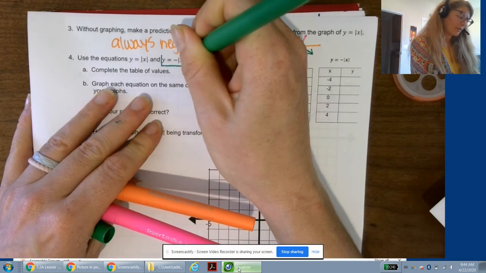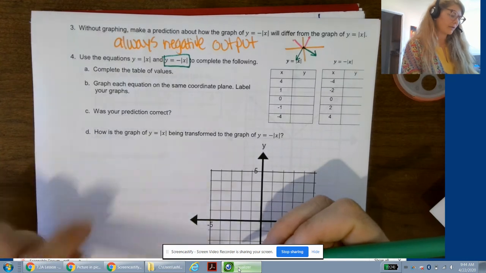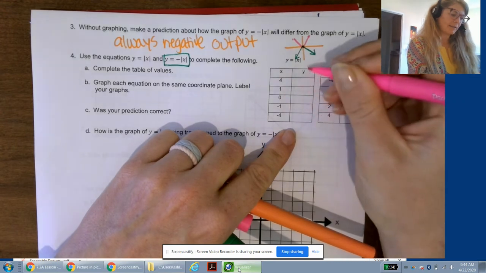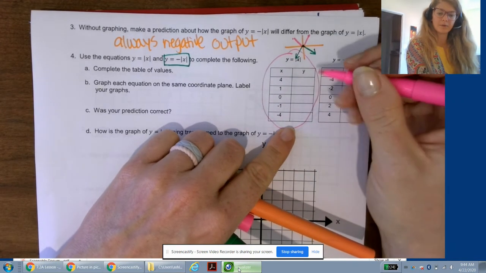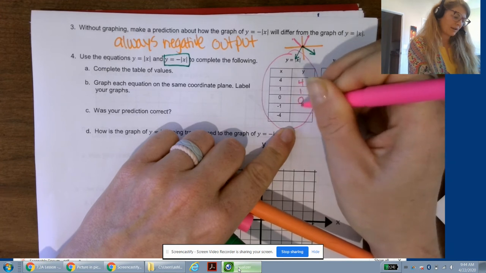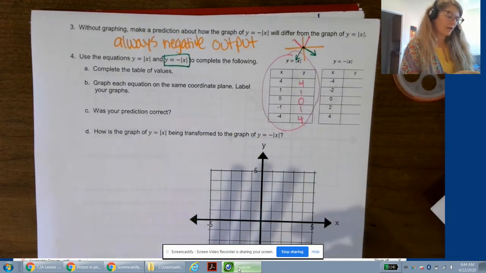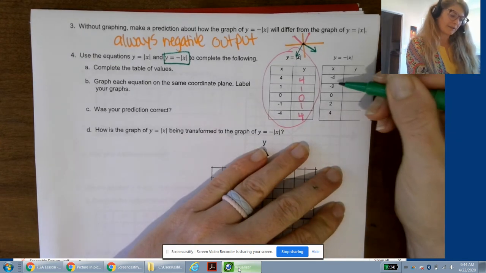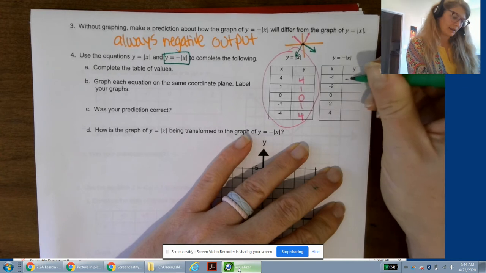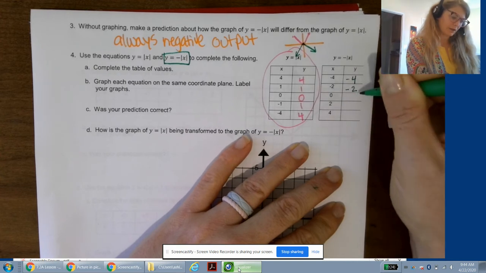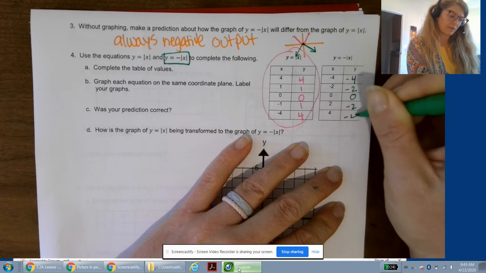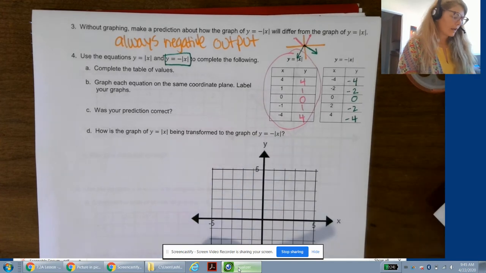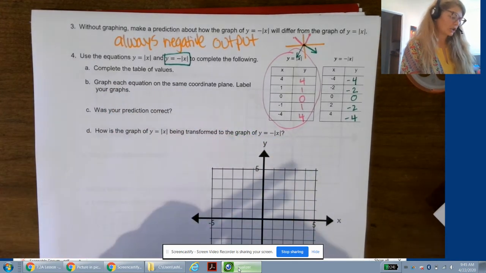So let's take a look. We're going to compare y equals the negative absolute value of x and complete the following. So A, complete the table of values. Well, we already know this table is our parent function or our pre-image. So that's 4, 1, 0, 1, and 4. And now with our image, we're always taking the absolute value and then taking the negative of it. So this is going to be negative 4, negative 1, 0, negative 1, and negative 4. So notice we still have this really pretty symmetry going on. So complete table of values, check.